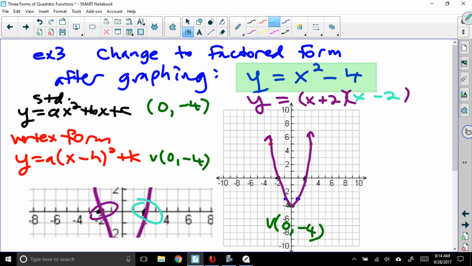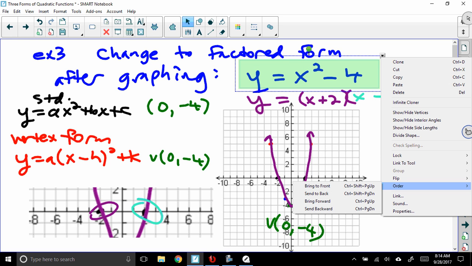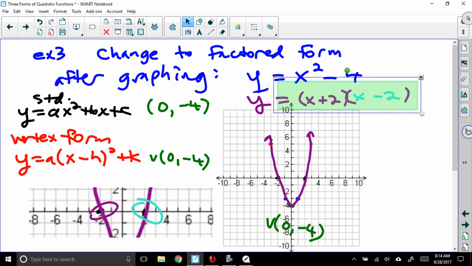So to answer this question, I guess I need to bring that box to the front. Order, bring to the front. Right there, that's vertex form. I'm sorry, not vertex form, my bad. That's intercept or factored form. Do you kind of understand a little bit what factored form is going to give you?